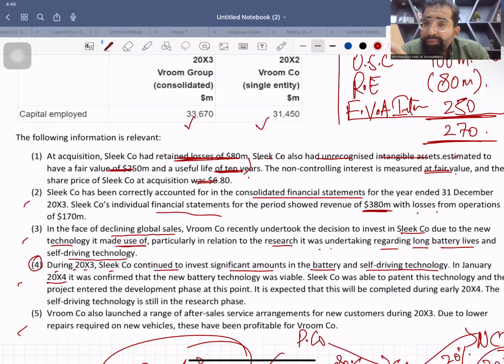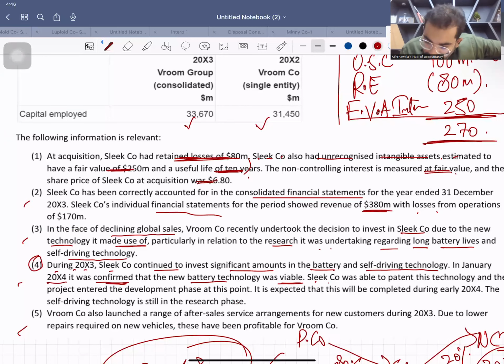Next month after the end of our accounting period, that means our accounting period has been passed. Listen, in January X4, it was confirmed, IAS 38 research and development, that the new battery technology was viable. Now it is confirmed that this project will be beneficial for us. So before this, everything is research. Before January X4, that means our current year, all current year expenditure is research expense and it goes in P&L.